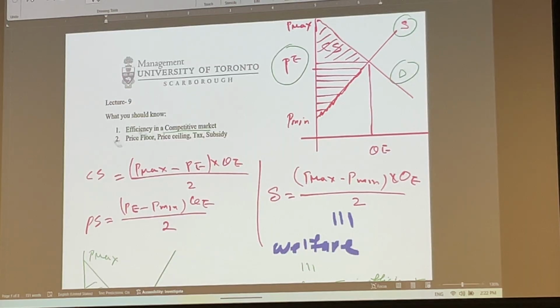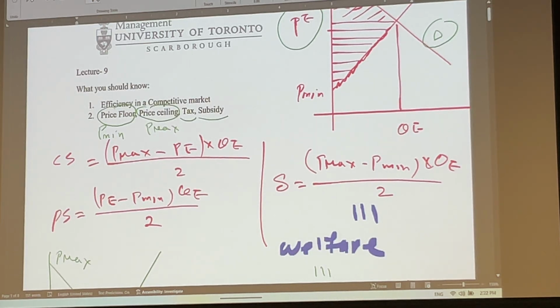Intervention can be many, many ways. I have 4 of them listed here. Price floor, we call it price min. Price ceiling, we call it price max. Tax. Subsidy, you're going to have those in this course, but the government can intervene in many, many other ways too, such as tariff, that's a government intervention. Quotas, you have a production quota, consumption quota, import quota, export quota.